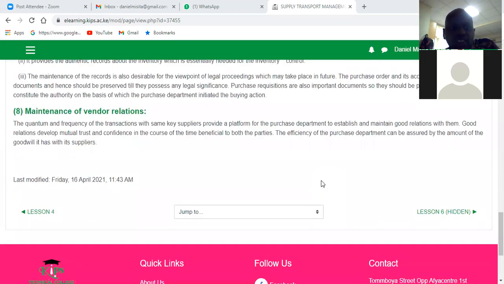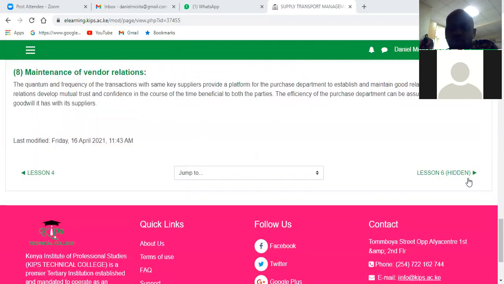Then you maintain the vendor relationship. Remember, you must be able to maintain the relationship because of future transactions with the supplier. And once you maintain that, it is important for you to develop a mutual trust from the side of the supplier so that the supplier can continue supplying to your organization.